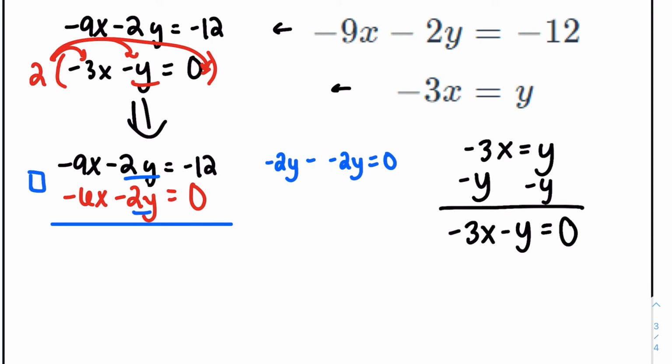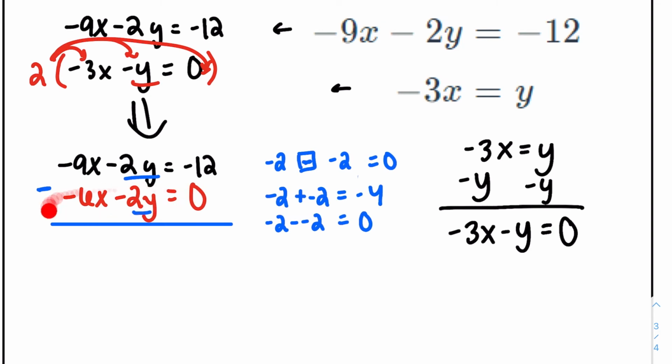I know people have issues with this. So if it helps you, get rid of the variables. Negative 2 blank negative 2 equals 0. If you plug into your calculator negative 2 plus negative 2, that's going to tell you negative 4. But if you plug in negative 2 minus a negative 2, that's going to tell you 0. Which should mean that this becomes a subtraction. So we need to subtract our second equation from our first equation.